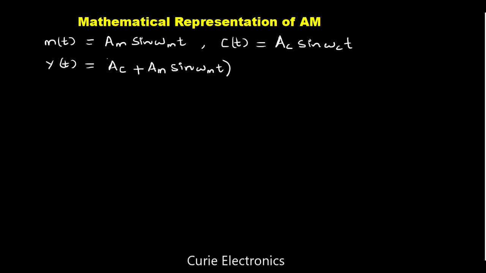So this is the amplitude. I wrote only AC. Why? Because the carrier wave amplitude is constant. It's not changing. But for the message signal, the amplitude is continuously varying. That is why I have taken AM sine omega m t. What is left? Carrier wave frequency, that is sine omega c t.